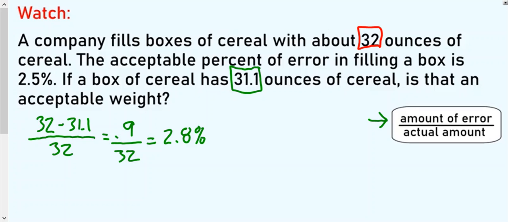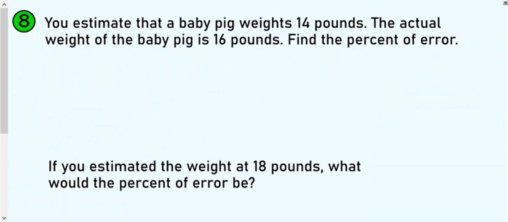All right, so let's try some examples here. Number 8, it says you estimate that a baby pig weighs 14 pounds. The actual weight of the baby pig is 16 pounds. Find the percent of error. Okay, so again, we're going to subtract the smaller number from the bigger number, and then divide by the actual amount. The big number is 16 pounds, and the guess was 14 pounds, the smaller number. And then our actual weight is 16.